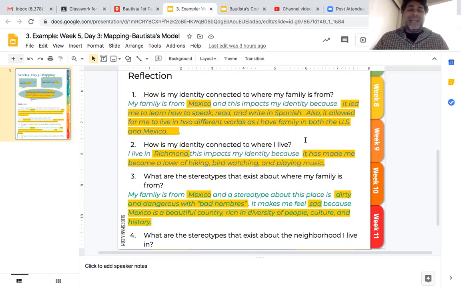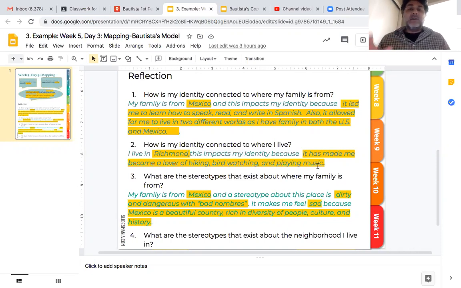Number two, how is my identity connected to where I live right now? As you all know, I live in the city of Richmond. I live in the East Bay. I live in Richmond. This impacts my identity because it has made me become a lover of hiking, bird watching, and playing music. In Richmond, there's more space. I'm close to the water.